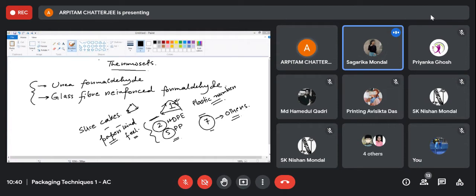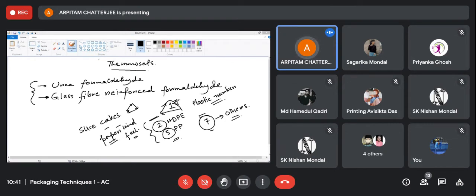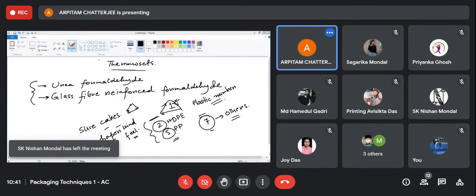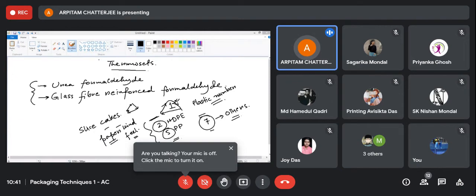Yes, sir. Okay. So there, if you see, you may find that it is not written any plastic number from 1 to 6, but it is 7, because it is not any of these: PET, HDPE, polypropylene, or BOPP, or any other kind of thing. It is a different material which has been composed by mixing paper fibers with plastic. That is why it has been given the number 7, which is others.